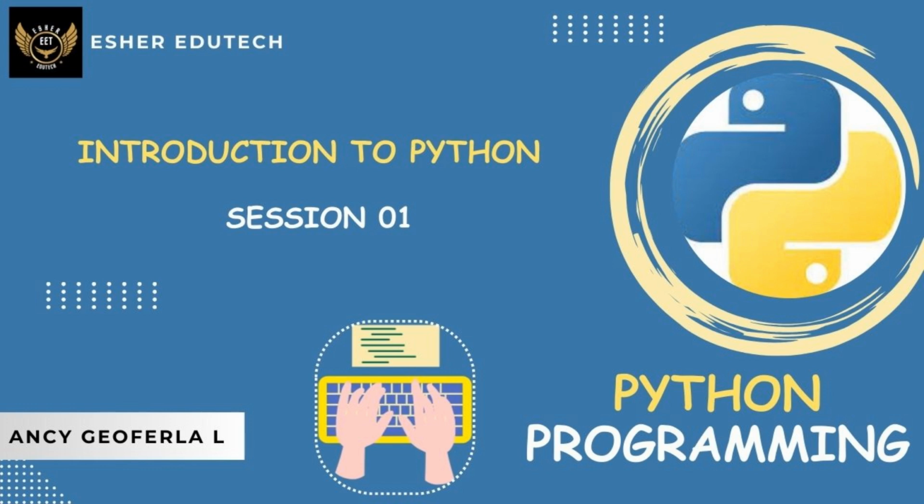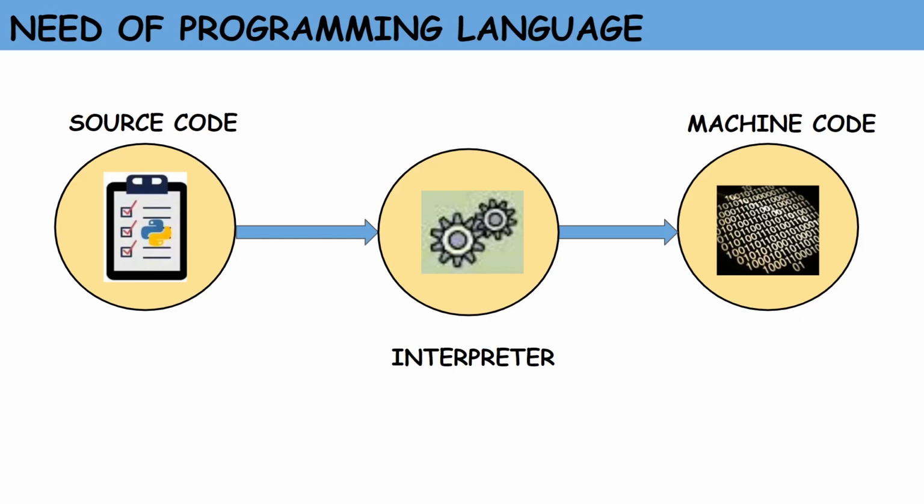Let's get started. What is the need of any programming language? To perform any task in a computer, instructions should be given to it. These set of instructions, which we give to the computer, is said to be a program. The language used to write these programs is called programming language. Say for example, Python, C, C++, Java are all programming languages.